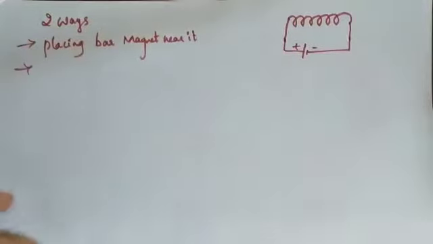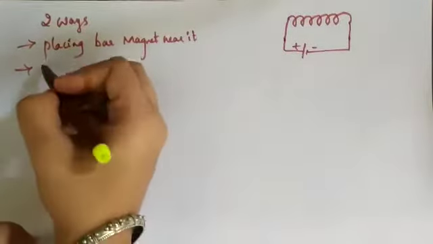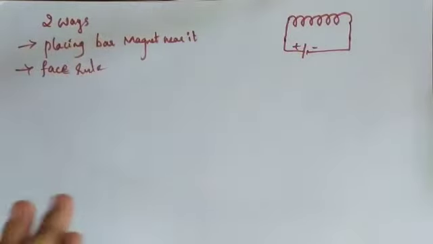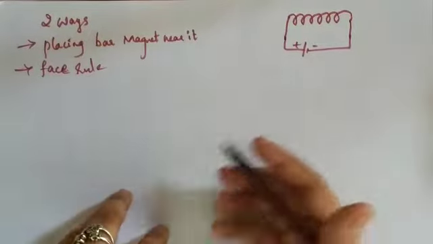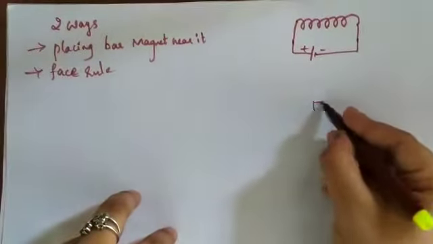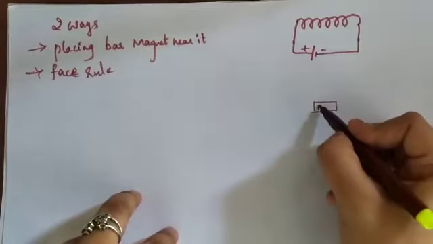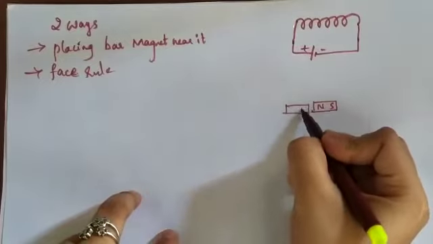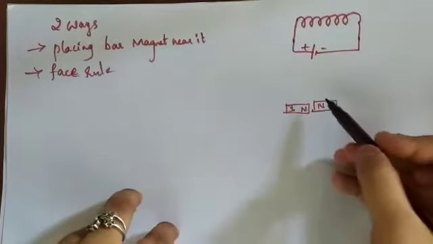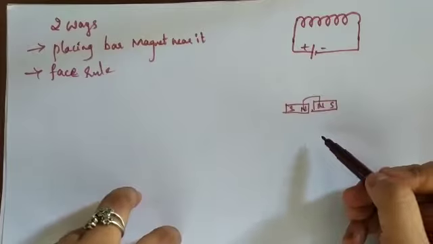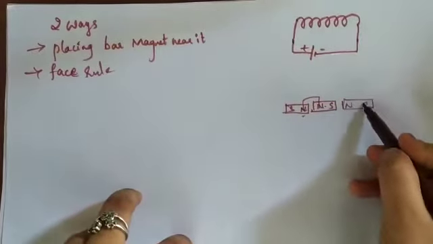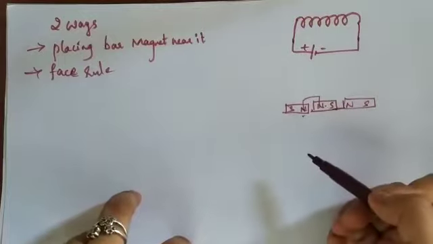Another method is the face rule. The face rule we have known previously, we use here. First I will explain placing a bar magnet near it. You know the property of a magnet. If I keep another bar magnet with north and south near a bar magnet, these two will repel each other because they are like poles. Similarly, if I keep north here and south here, these two will attract each other.